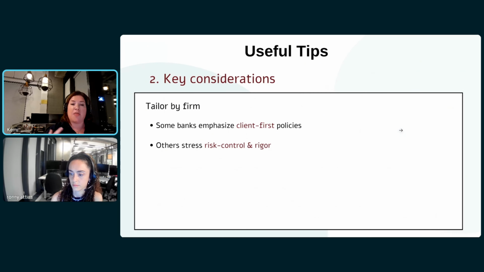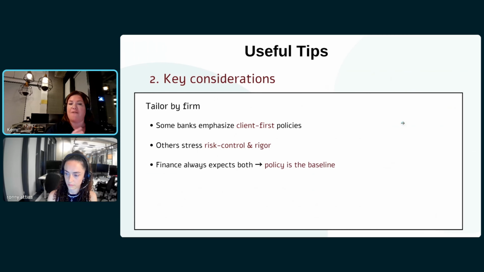While some banks stress risk control and rigor, adherence to rules, regulations and policies to minimize risk. Both of these are extremely important, and finance always expects both. But sometimes policy will stress one over the other. But it is always important to remember to keep both important when answering the assessment. It's just that one may have a more accentuated desire for one over the other.